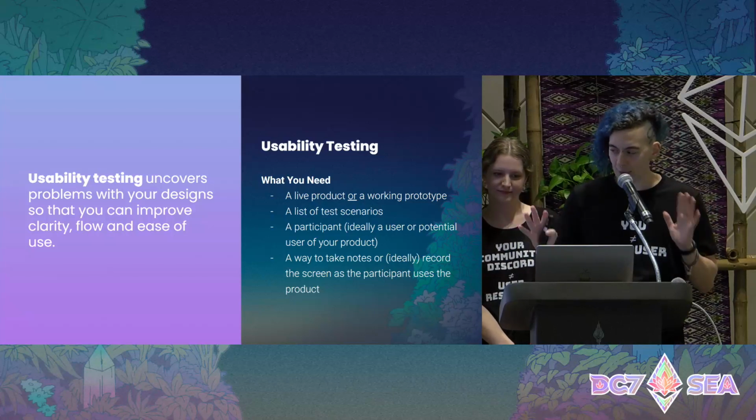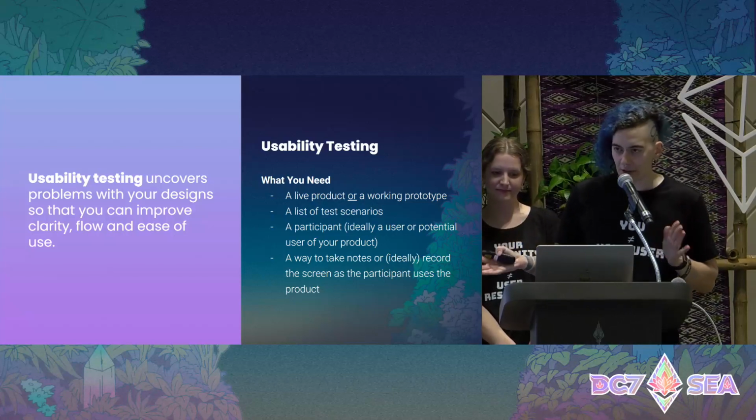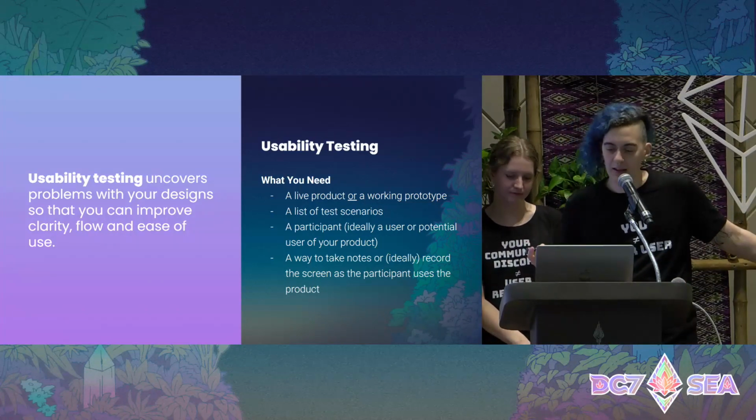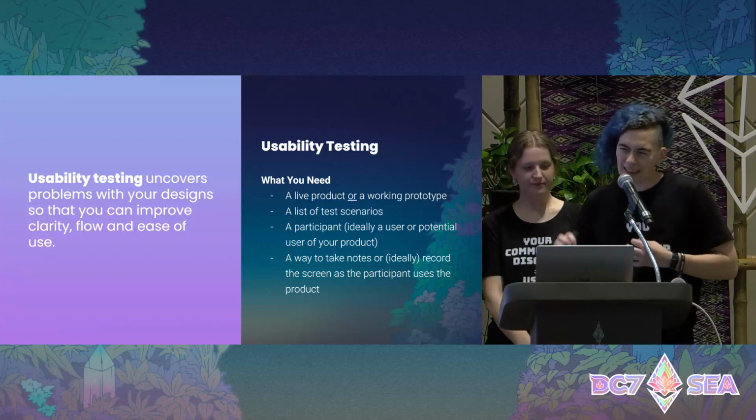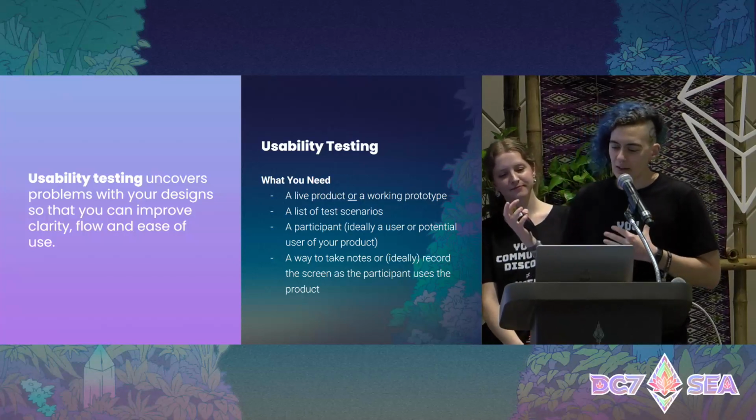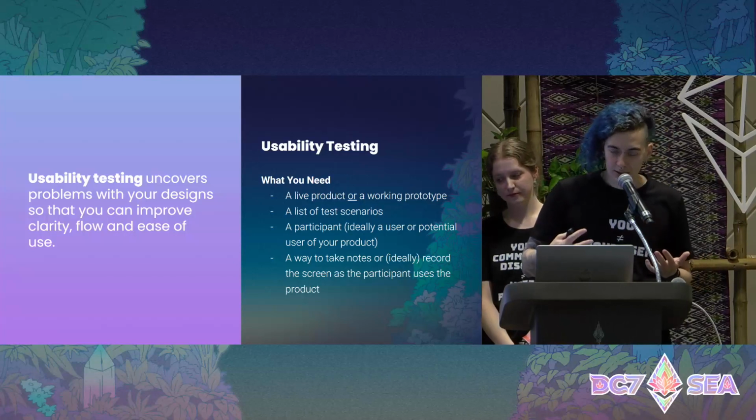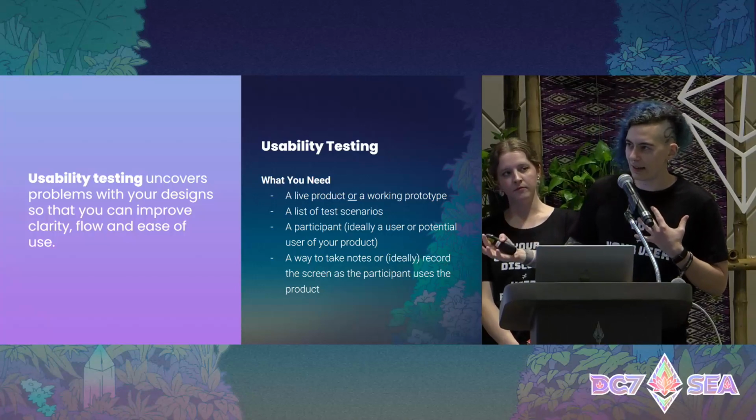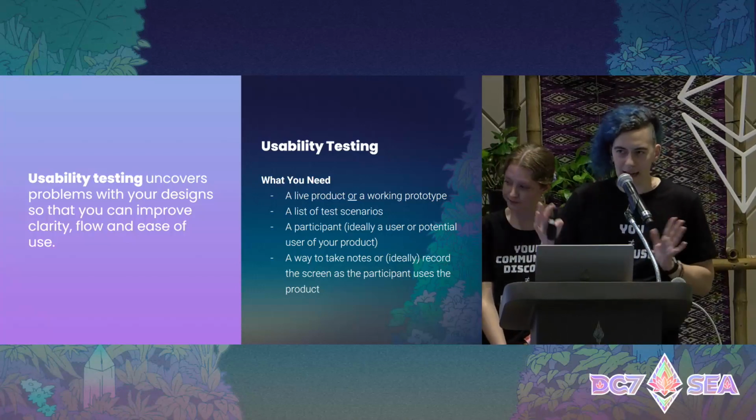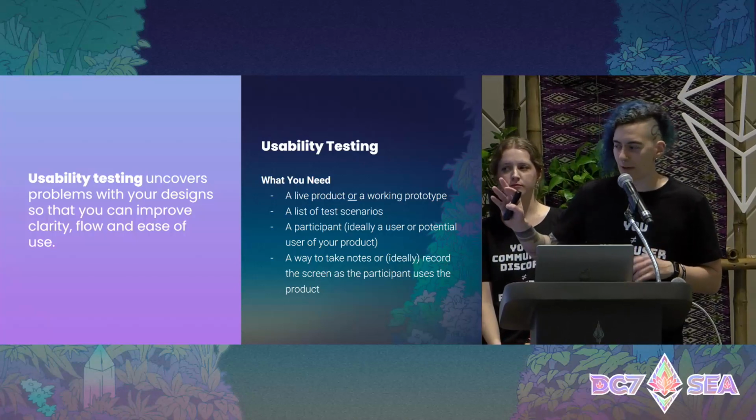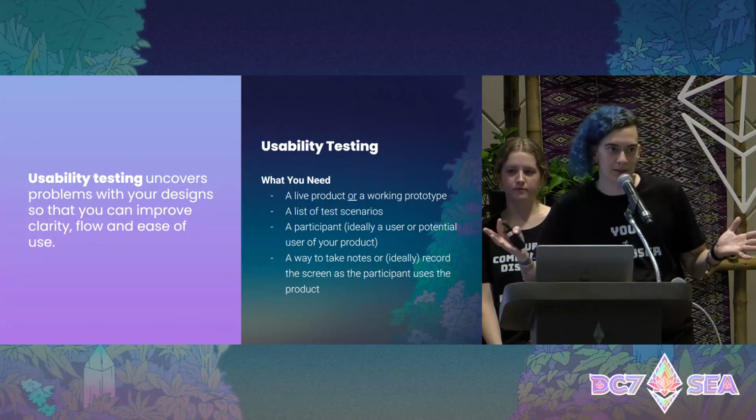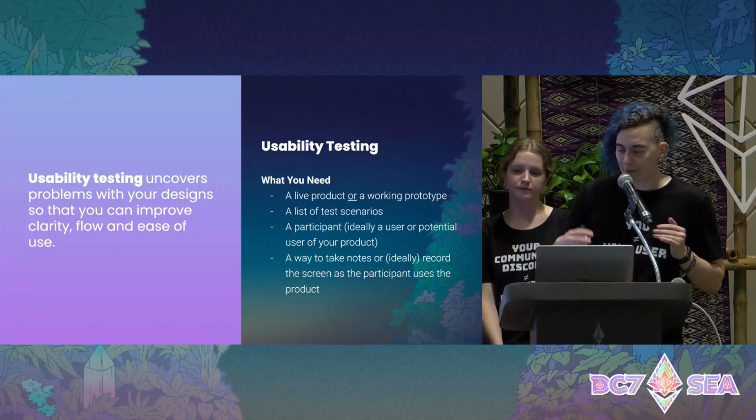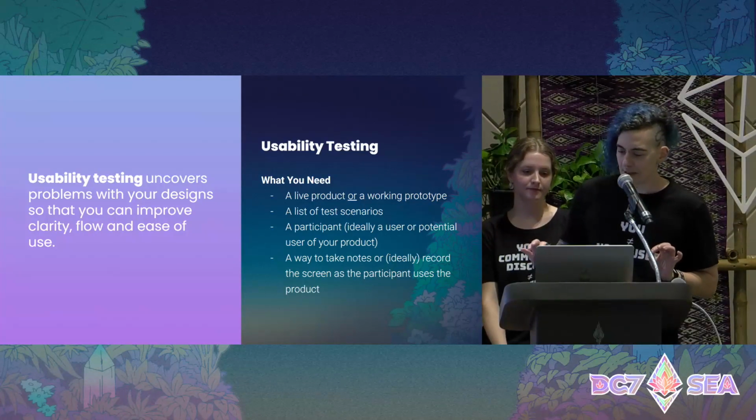But first, let's talk about what you need to do usability testing. Unlike user interviews that you can just do sitting in a cafe with someone, for usability testing you need a little bit more of a setup. You need either a live product or a working prototype. And when I say working prototype, I don't mean it's implemented in any way. It can be just a series of clickable screens in Figma or something like that. That's totally fine. You also need a list of test scenarios. We'll get into that in a moment.